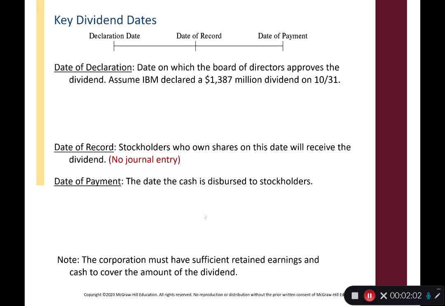So on the date of declaration, the board of directors approves a dividend. In this case, IBM declared a $1.387 million dividend. So on that date of declaration, an obligation is created for the business. So at that point, we have to record the dividend. So under A equals L plus E, where E is contributed capital and retained earnings, two things are happening at this point. Retained earnings is going to go down by the 1387 to record that dividend.